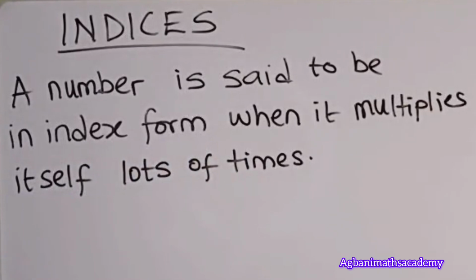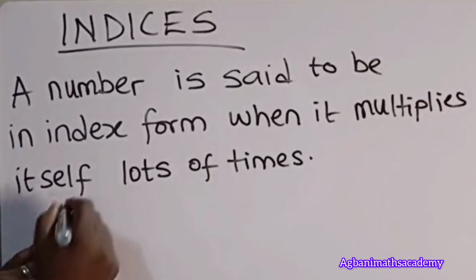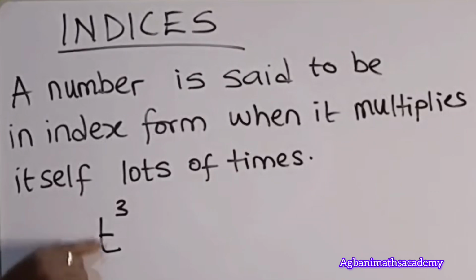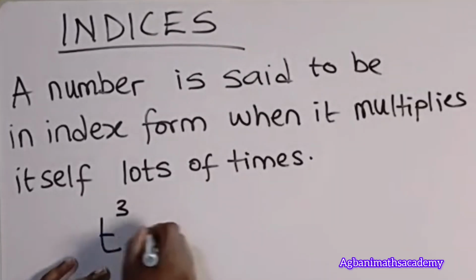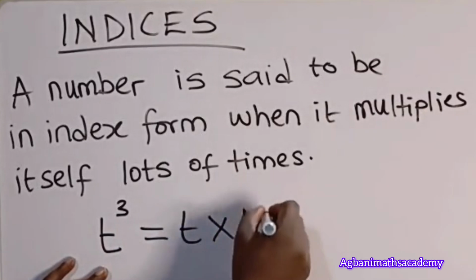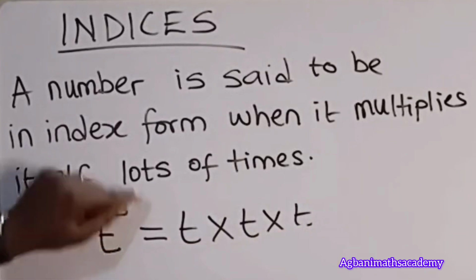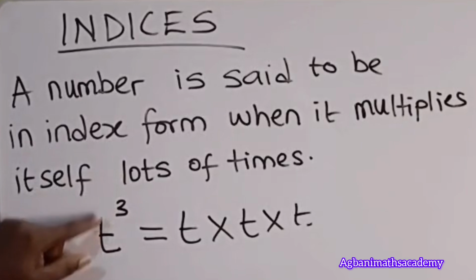A number is said to be in index form when it multiplies itself lots of times. For example, if you have something in this form, t to the power of 3, that is a number in index form. What does this mean? T to the power of 3 means that t is multiplying itself 3 times: t multiplied by t multiplied by t. Instead of writing it in this expanded form, we can write it in this form, t to the power of 3.